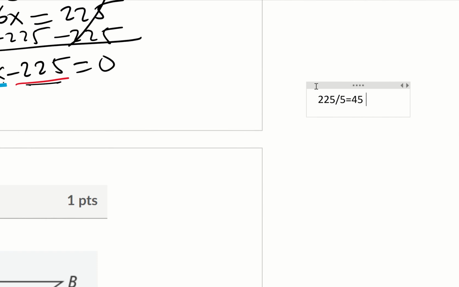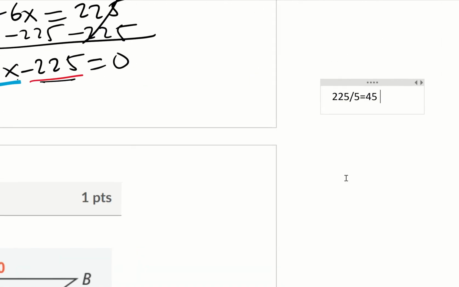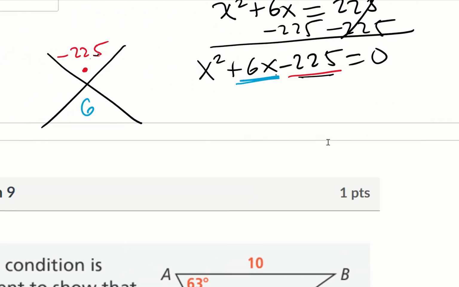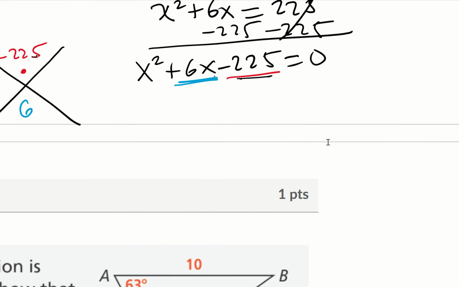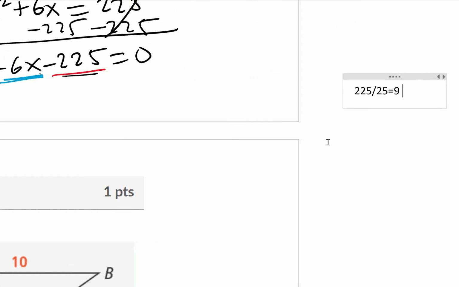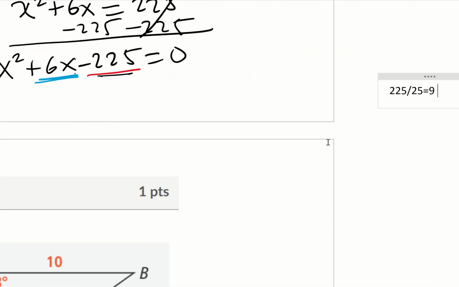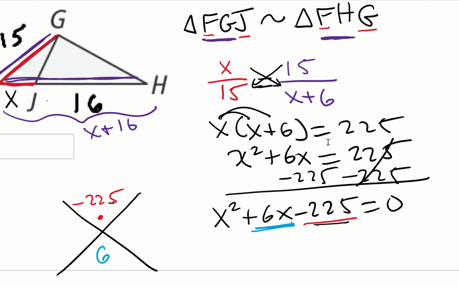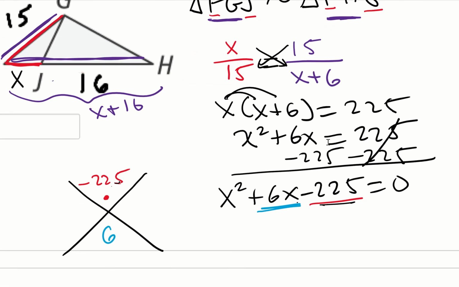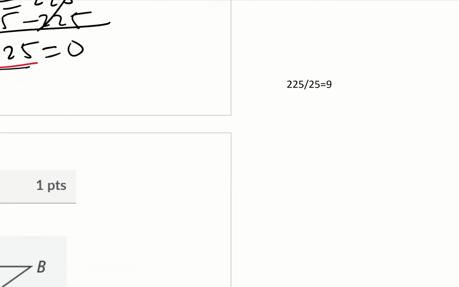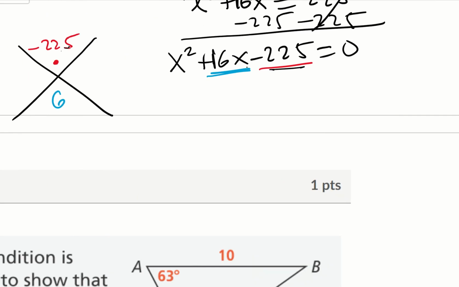So 225 divided by 5 is 45. There's no way that you can get 16 from 5 and 45. So 225 divided by 25 is 9. So 25 and 9, let's see. Oh, this is actually a 16 rather. I wrote the wrong number here. This is a 16, not a 6. So this is actually 16x. So in fact, this actually does work.